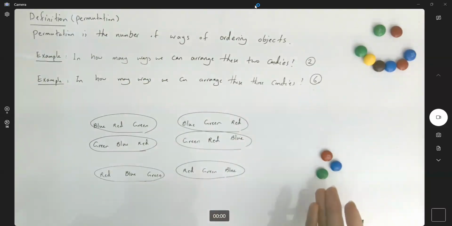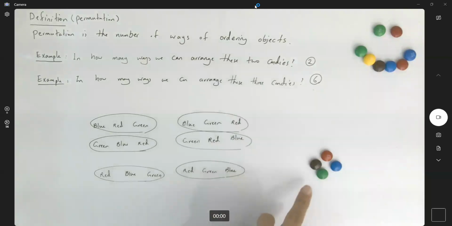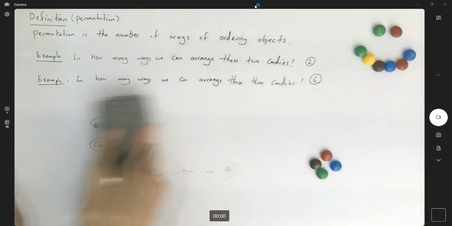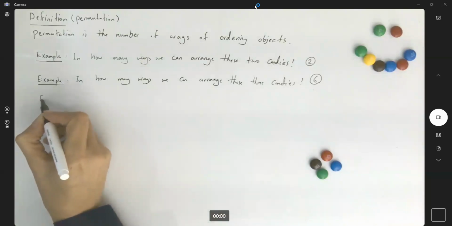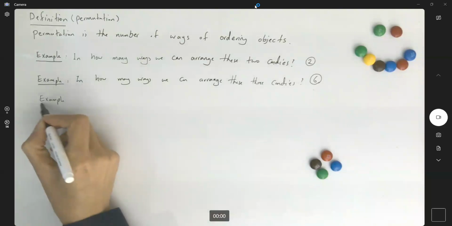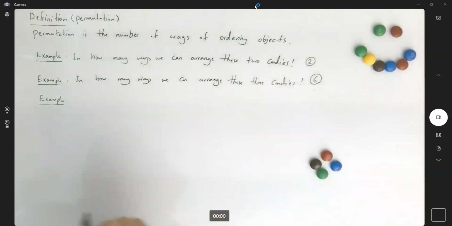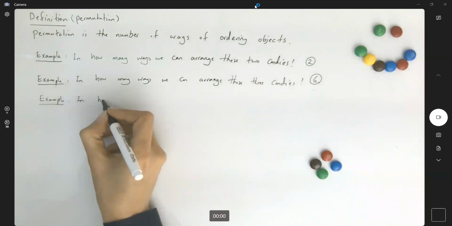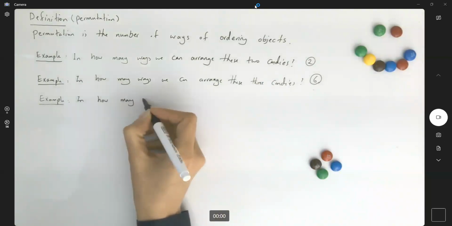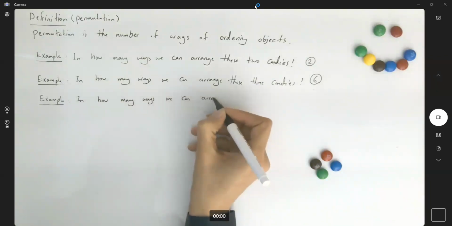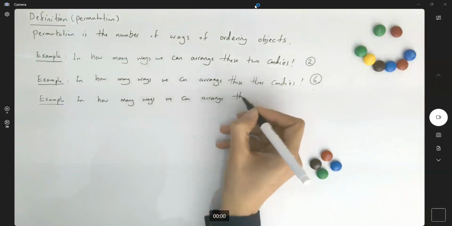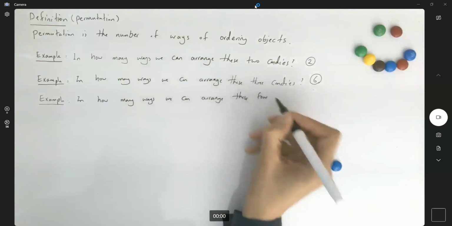We can work with 4 of them. Let's take a look at the fourth option. I'm going to add a brown candy as well. Okay. Example. Then we can find the pattern. In how many ways can we arrange these 4 candies?